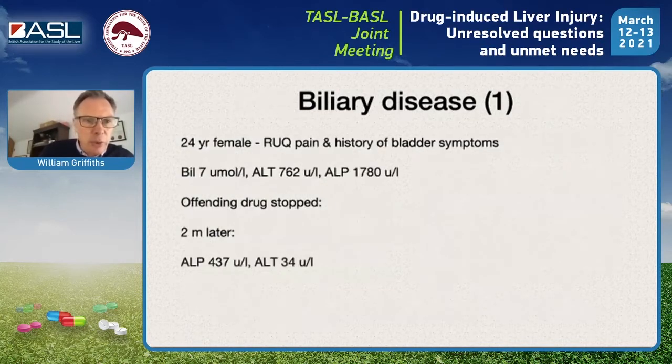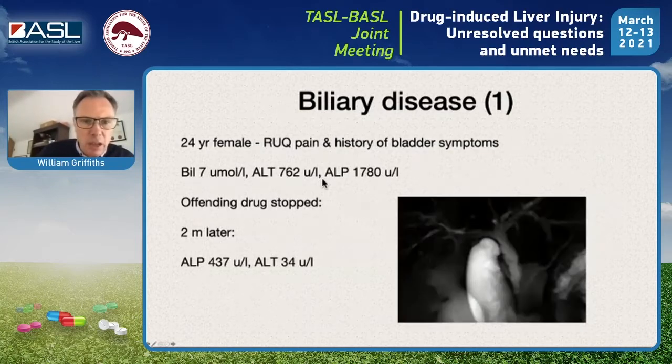This was a 24-year-old female who presented with right upper quadrant pain and a history of bladder symptoms. She had this mixed cholestatic picture of liver enzymes, and this was her MRI scan at diagnosis. So MRCP, you can ignore the gallbladder here, but the biliary tree you can see has some dilation with distal stricturing, and then within the intrahepatic ducts there are changes consistent with a cholangiopathy.